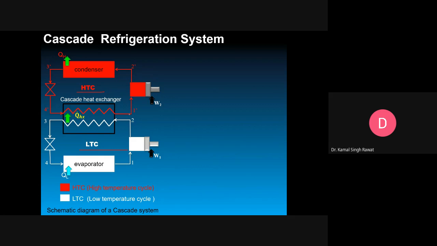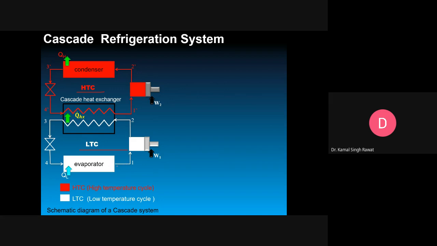So let's start from the low temperature circuit. 1, 2, 3, 4. And in the high temperature circuit, the numbering is 1 dash, 2 dash, 3 dash, 4 dash, or you can use 5, 6, 7, 8. Okay. So at point 1, we have the outlet of the evaporator, which is at low temperature.